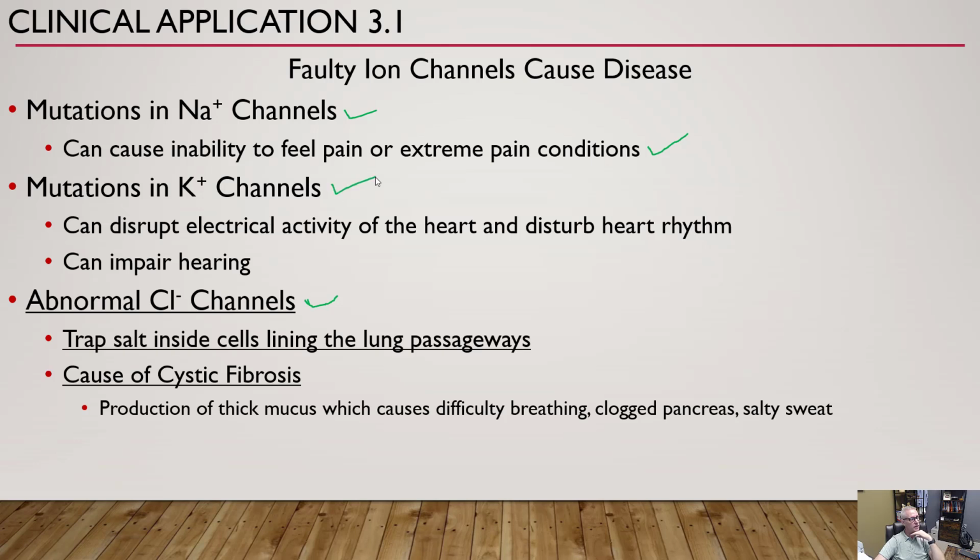Mutations in calcium channels, whether we have hyperkalemia, high potassium, or hypokalemia, low potassium levels, could disrupt the electrical activity of the heart and cause arrhythmias. Arrhythmia is just another term for abnormal heart rhythm. So for you future nurses, abnormal potassium is something to be very concerned about.